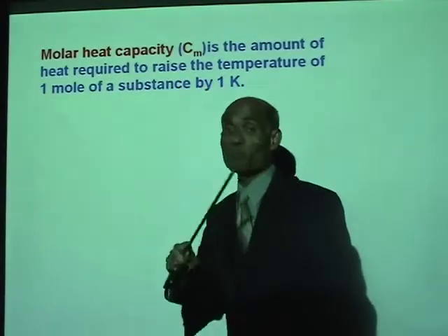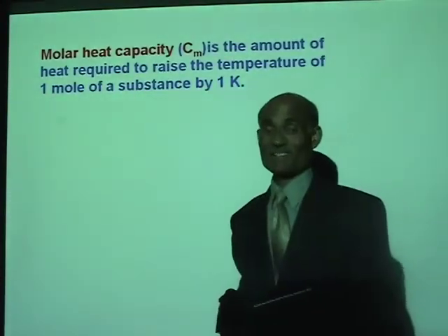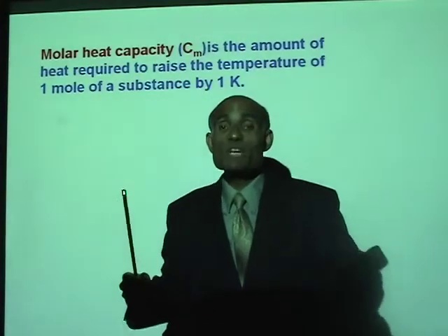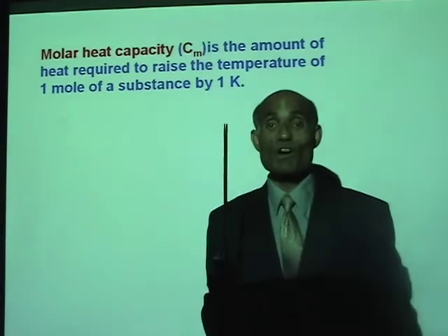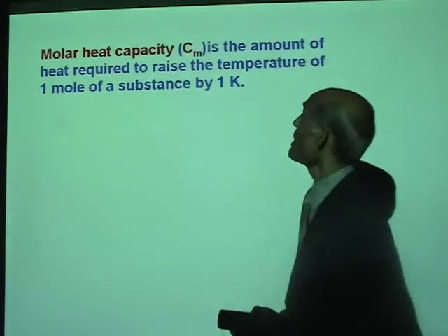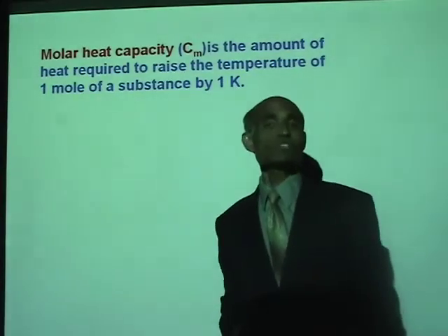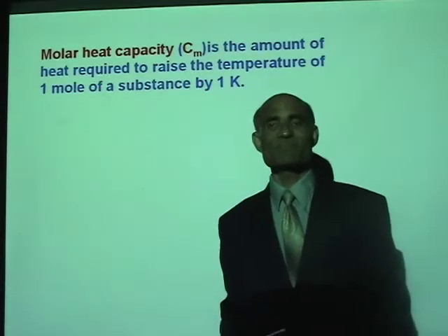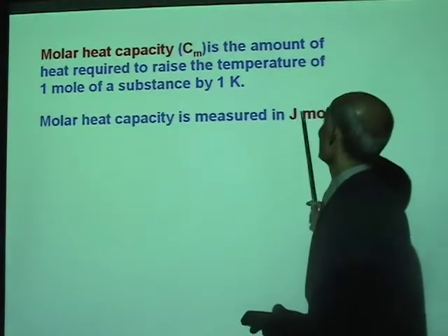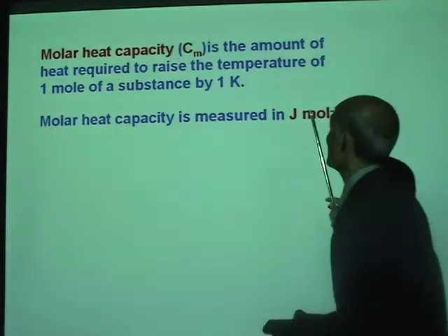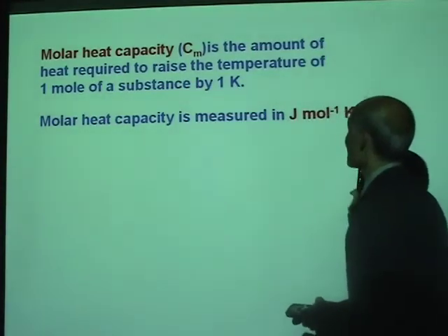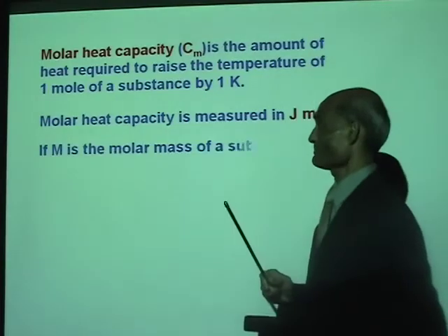Now, another term, molar heat capacity. Can you tell me what that is? Molar heat capacity is the amount of heat needed to raise the temperature of 1 mole of a substance by 1 Kelvin. What is the unit of molar heat capacity? It will be joules per mole per Kelvin. The amount of heat needed to raise the temperature of 1 mole of a substance by 1 Kelvin.